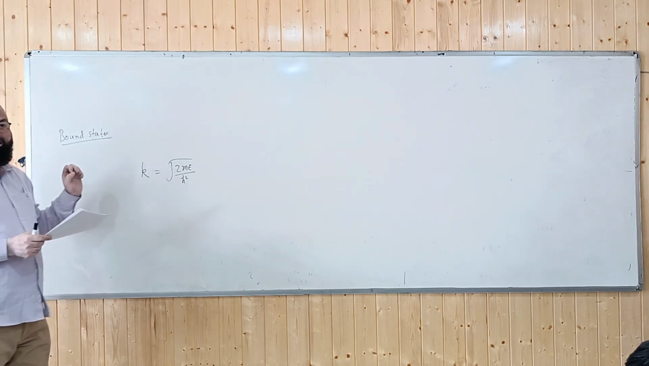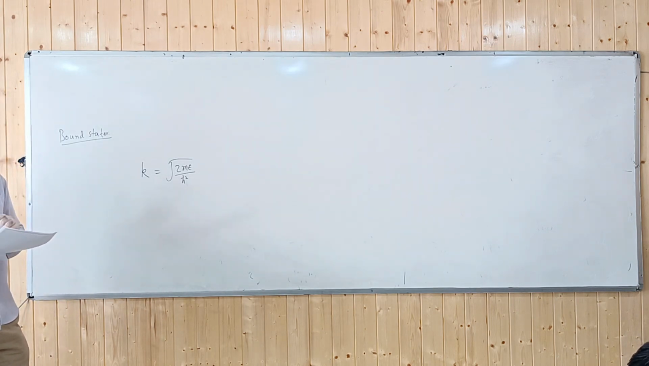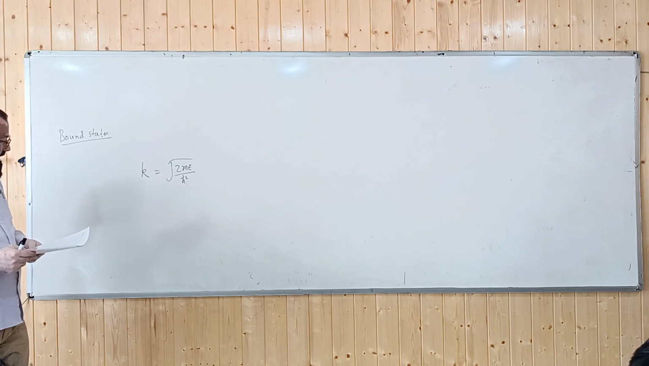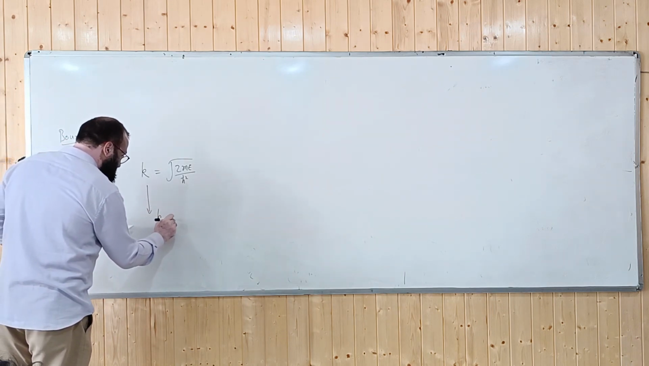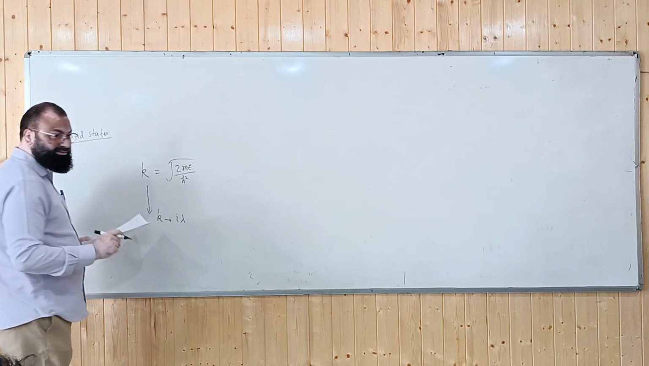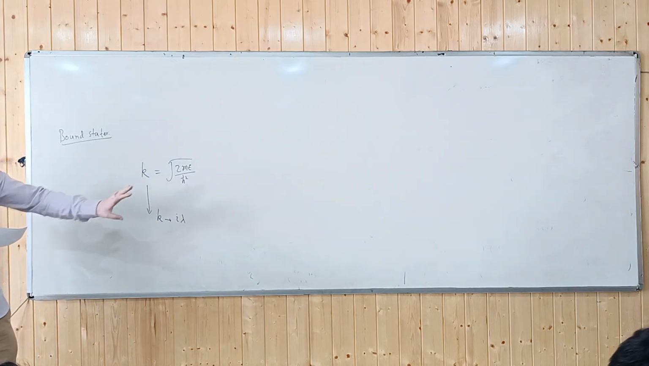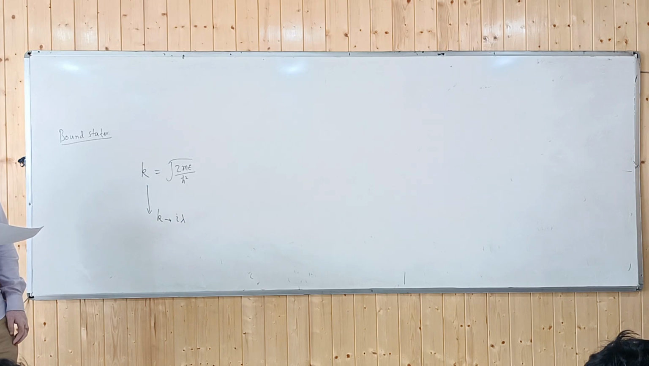What I will do, if I know the scattering matrix, is complexify this k. I will take this k to some, let's say, i lambda. I will make it purely imaginary. Got it?